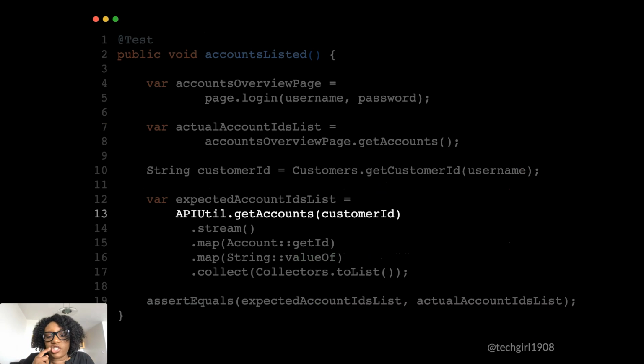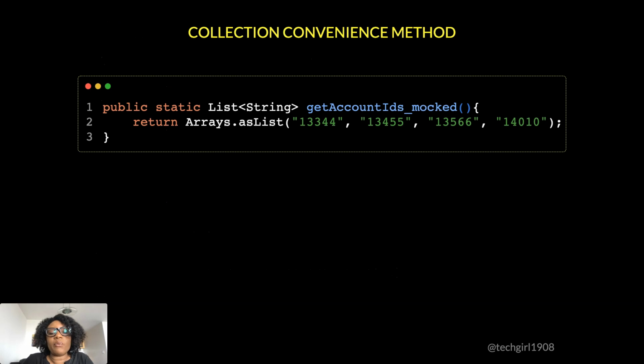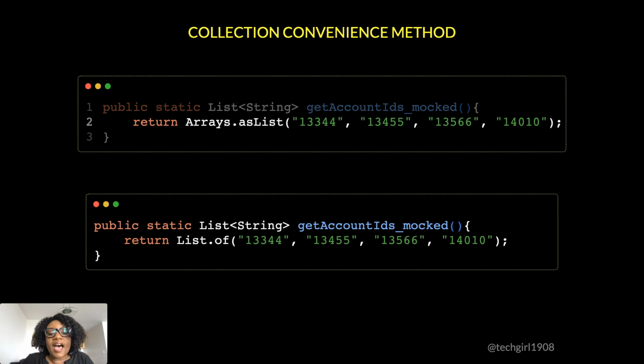All right, one more thing I want to show you in that API class. Let's say that we didn't want the entire response, but we wanted to just return a hard-coded list of expected account IDs. The old way of doing this would be to use the Arrays.asList method. However, in Java 9, this of method was introduced for all entities in the collection framework. So lists, maps, sets, etc. This one seems small, but I've actually really been enjoying it. And I think the reason for that is that it's more natural, right?